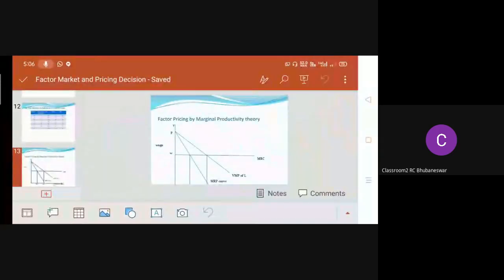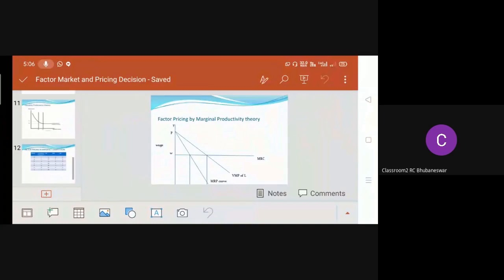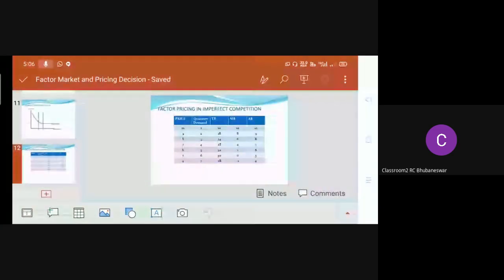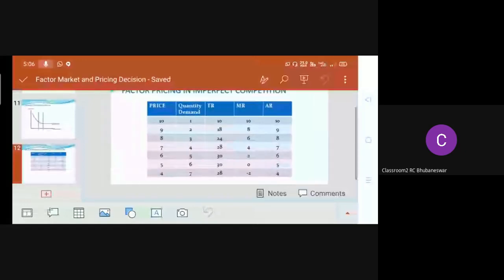Okay, look at this table. Here is the imperfect competition. Here what happened? Price is declining, whereas there is an inverse relationship between price and quantity demanded. In perfect competition, average revenue is equal to marginal revenue, which is equal to price. But in imperfect competition, average revenue and price are the same, but marginal revenue is different.